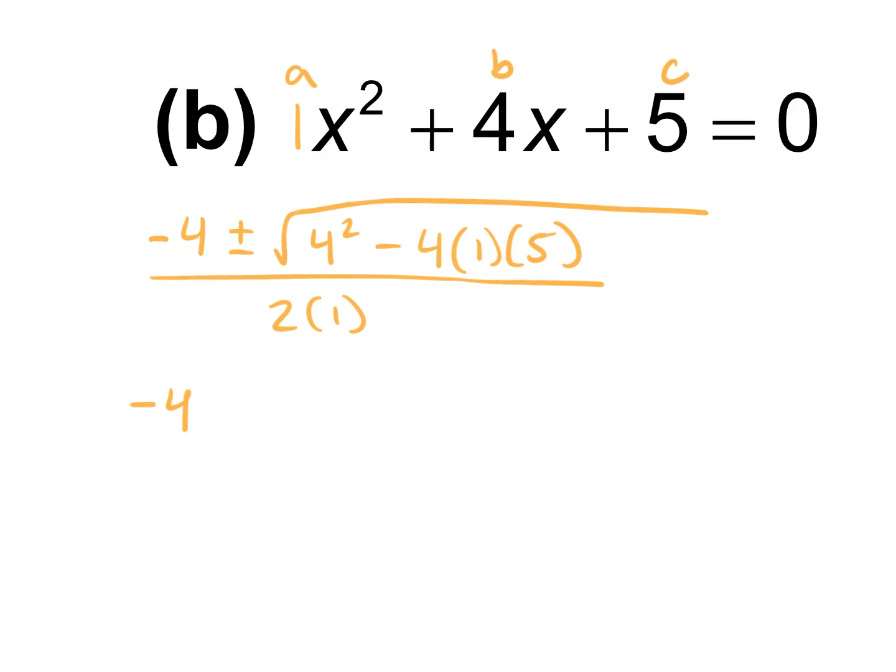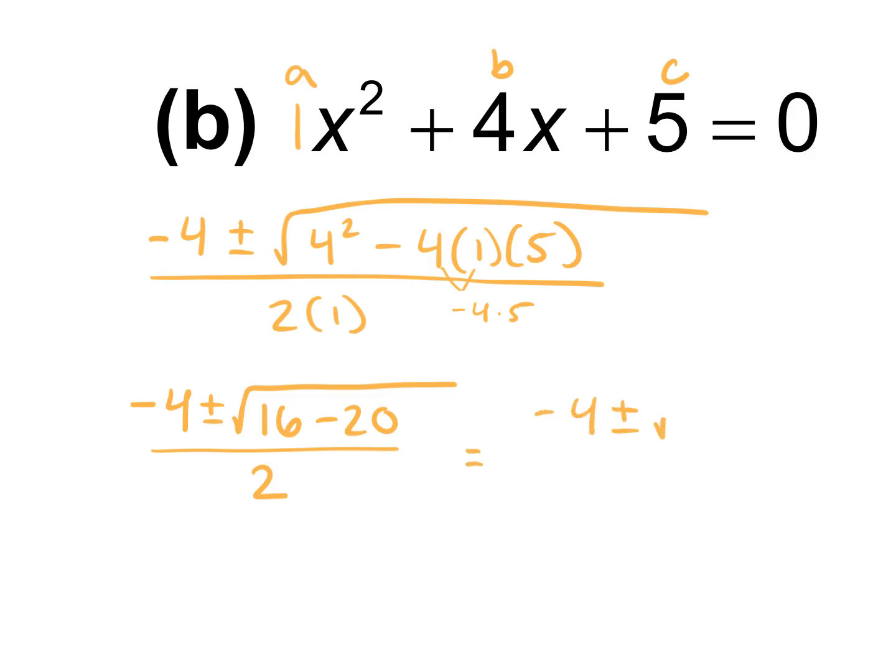So when we simplify, we have negative 4 plus or minus the square root of, what's 4 squared? 16. Negative 4 times 1 would be negative 4, and negative 4 times 5? Negative 20. Over 2 times 1, which is 2. We can simplify some more. So we have negative 4 plus or minus the square root of, what's 16 minus 20? Negative 4 over 2. Now remember, you can't divide into the square root. We have to simplify first.